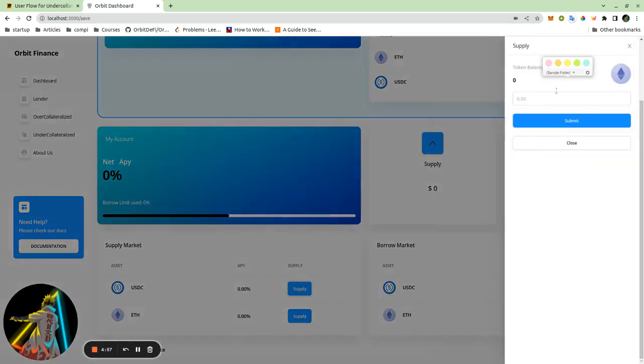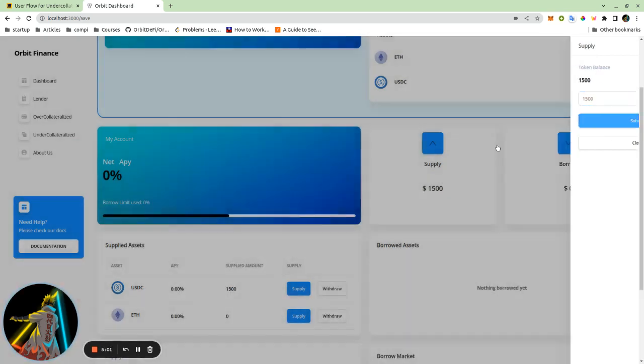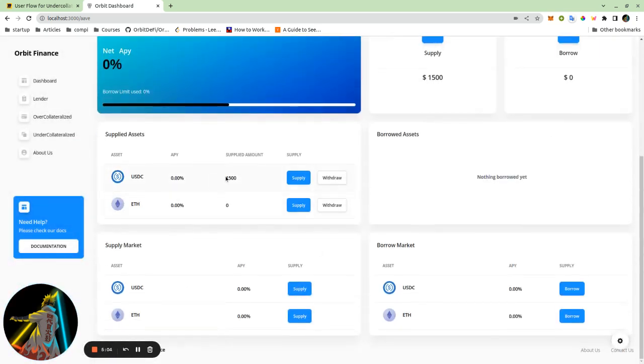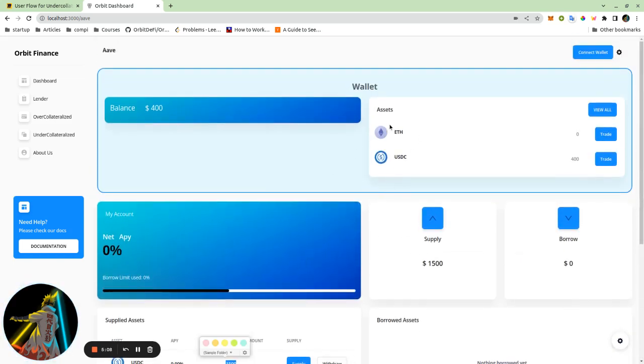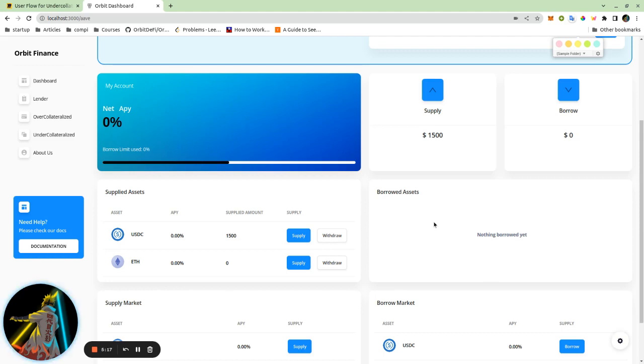So let me try to supply 1500 here. As you can see, the supplied assets also show that I have supplied 1500 USDC, which I borrowed from the under-collateralized market. And now my balance is 400 USDC. So that's how the under-collateralized market will be like. Thank you.